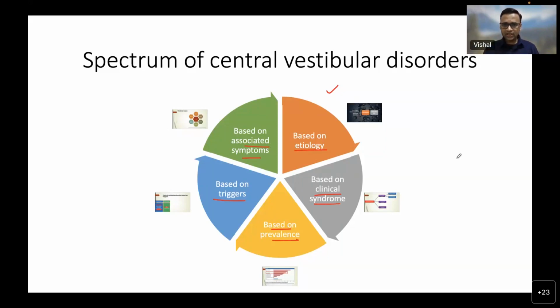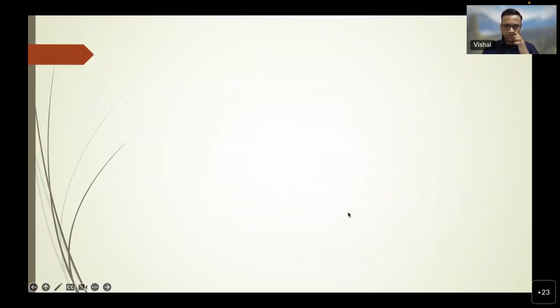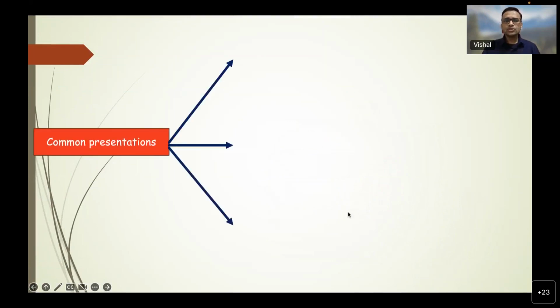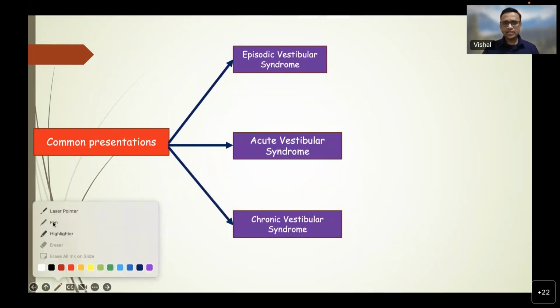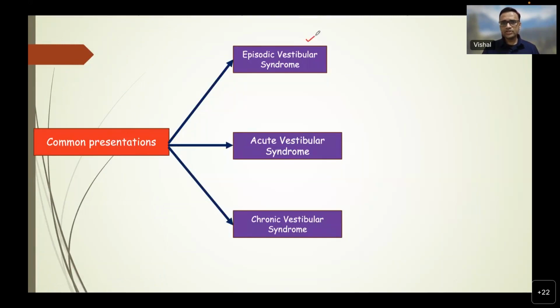And let us continue that lecture with the clinical syndrome. The second part of the talk is based on clinical syndrome, how we can divide the central vestibular disorders. As we know, the common presentation of vestibular syndrome has three typical patterns in which the syndromes can present. The first one is episodic vestibular syndrome, in which the patient has vertigo of finite duration. The vestibular symptoms are of finite duration. Patient is normal in between the attacks.